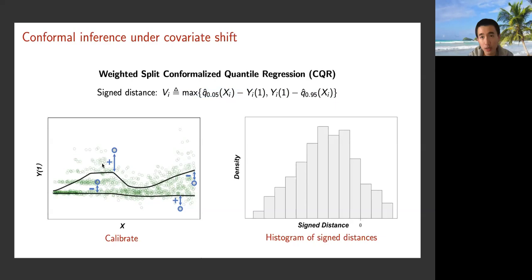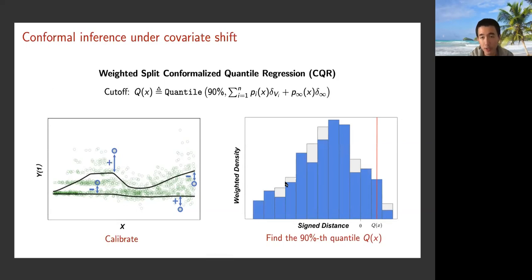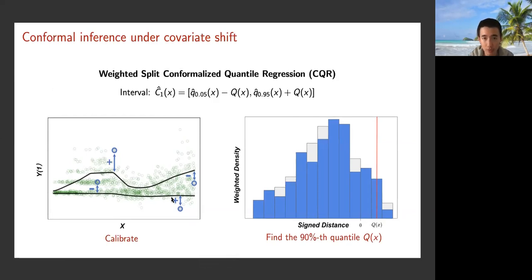So the usual standard inference works directly on this histogram. But under covariate shift, we will reweight this histogram based on the covariate shift. There's a mathematical formula here, but you don't need to parse it, because the only message is that we are going to reweight this gray histogram, and the weight is computable as long as the covariate shift is known. Roughly speaking, it's proportional to the covariate shift. If the covariate shift is unknown, then we can estimate it and plug in. Once we have this blue histogram, we can take the 90th percentile of this blue histogram and call that QX. And finally, we will output these two black curves plus and minus QX.